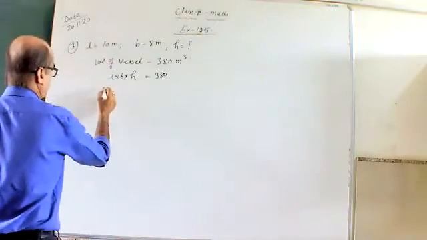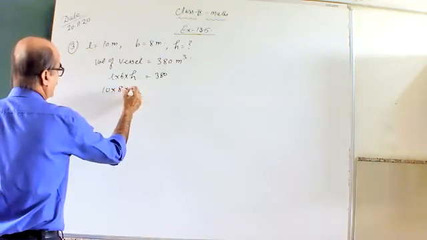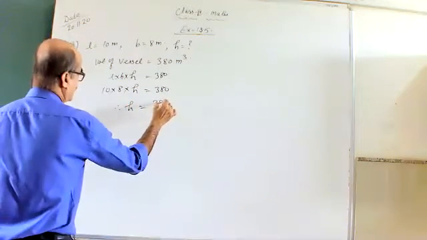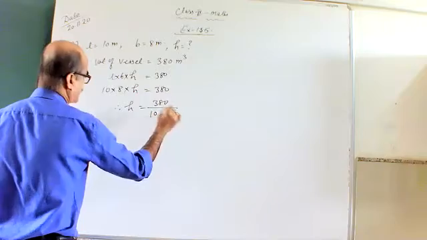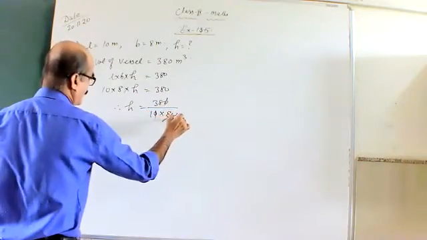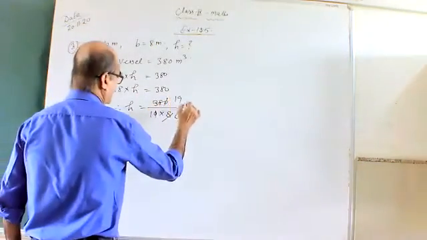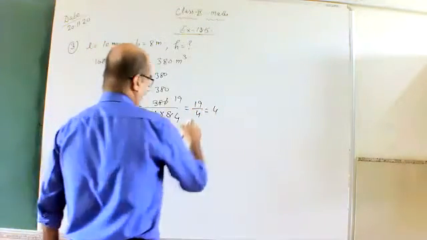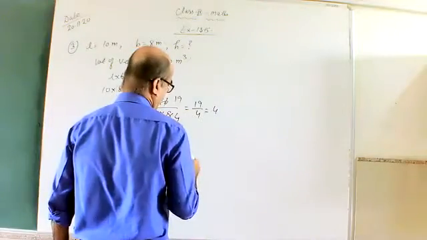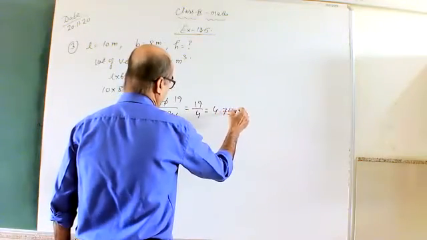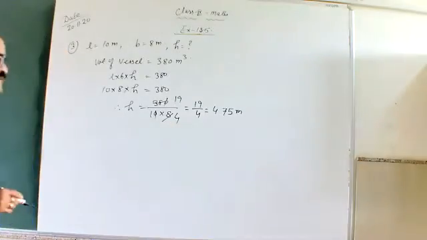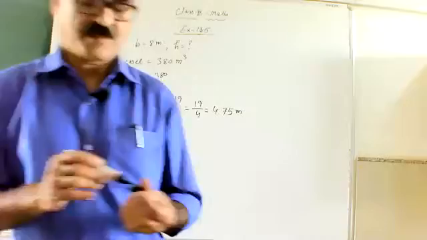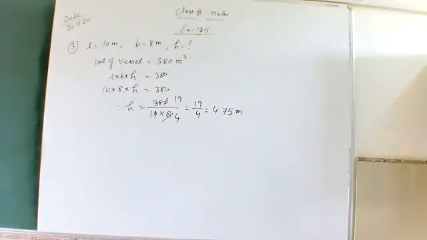Length is equal to 10 meters, breadth is equal to 8 meters. We don't know the height. The volume is 380. So therefore, H is equal to 380 by 10 into 8. So the zero cancels. 2 4s are 8 and 2 9s are 18, so 38 by 4. 4 9s are 36, 4 7s are 28, 4 5s are 20. So height of the vessel will be equal to 4.75 meters. Is it clear? Yes, sir.